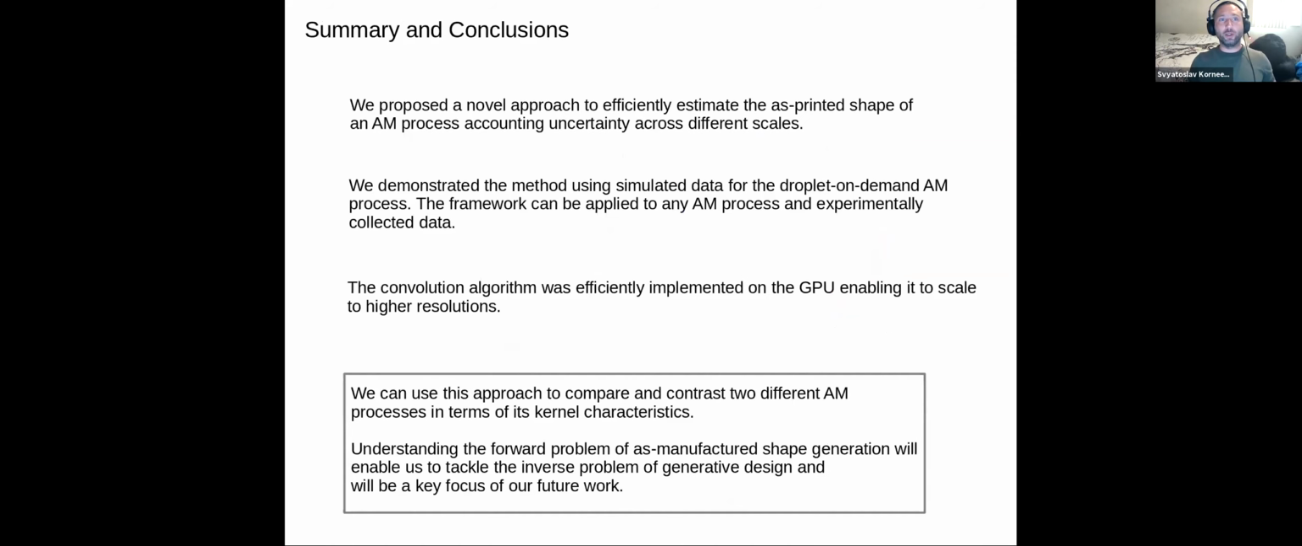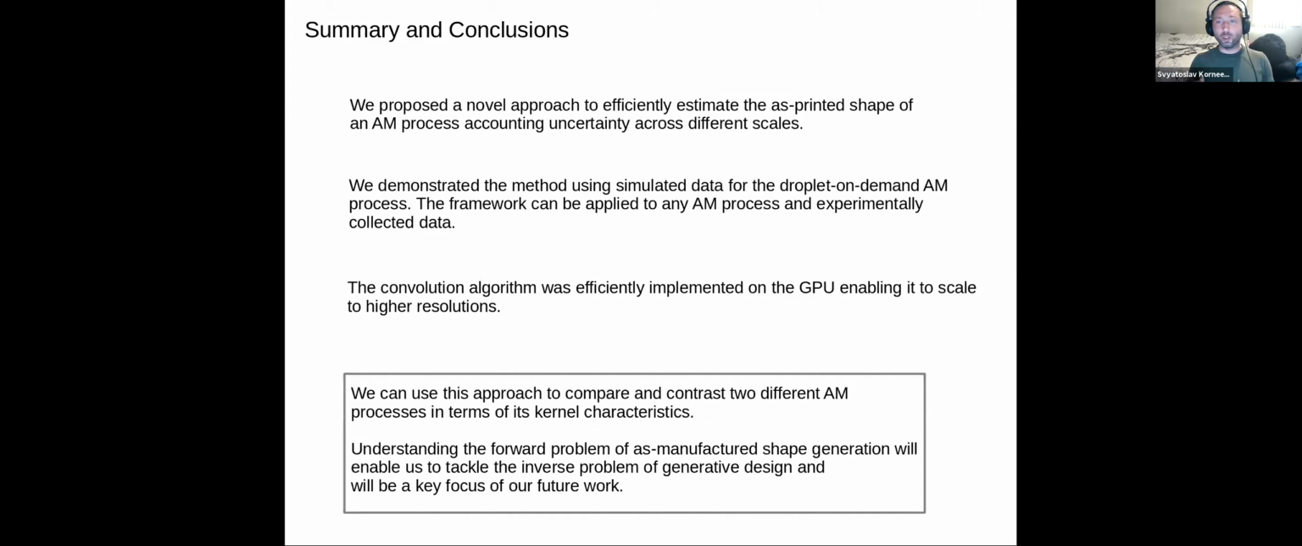In summary, we propose a novel approach to efficiently estimate a printed shape, accounting for uncertainty, and we account for it across different scales. We have a model at each scale. We demonstrate using simulated data how it works, but it can be applied to any AM process and to experimentally collected data.